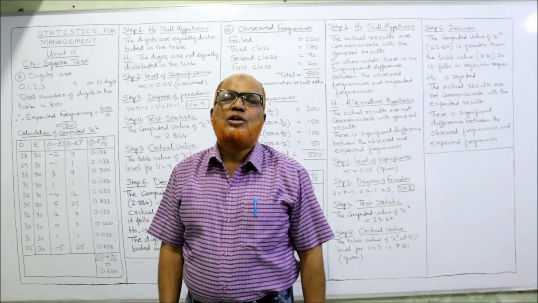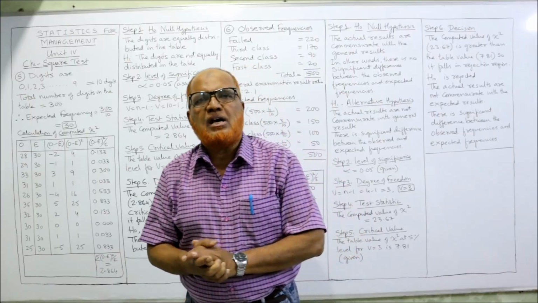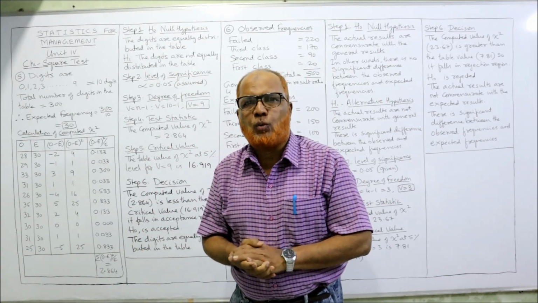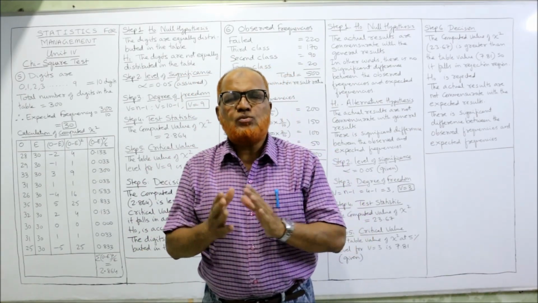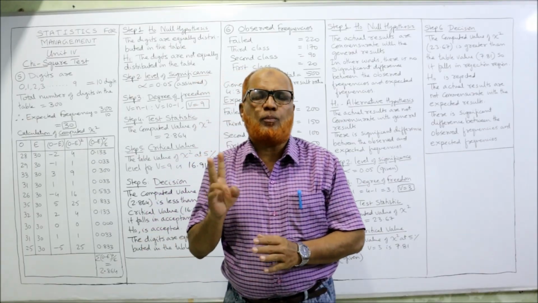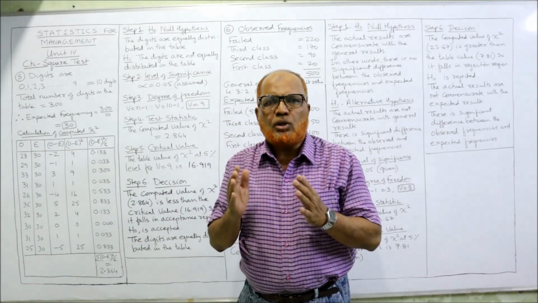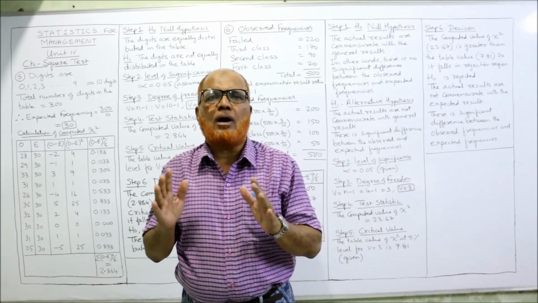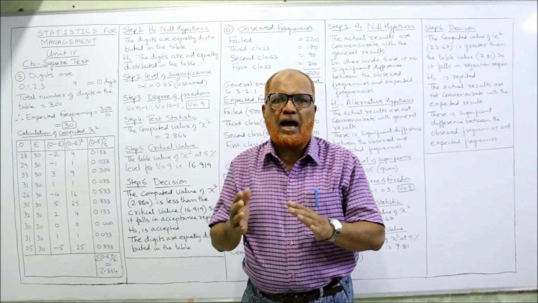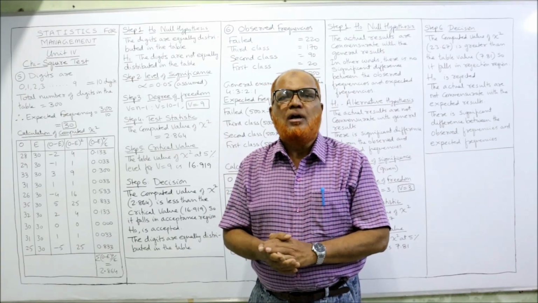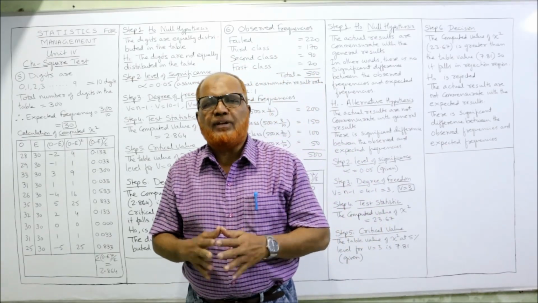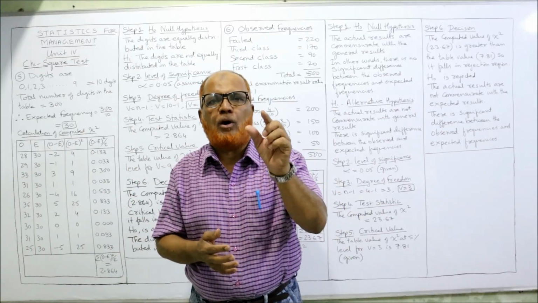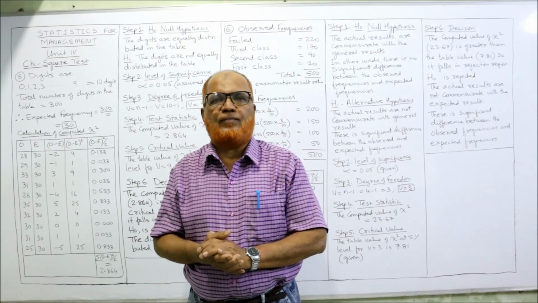I'm Hasham. So far, I have completed 4 problems on the chi-square test. In this video, I'm going to explain 2 more problems, the 5th and 6th. This test of significance is very simple. Simply we have to compare the observed frequency and expected frequency, and then give the conclusion whether there is a significant difference between observed and expected frequency.